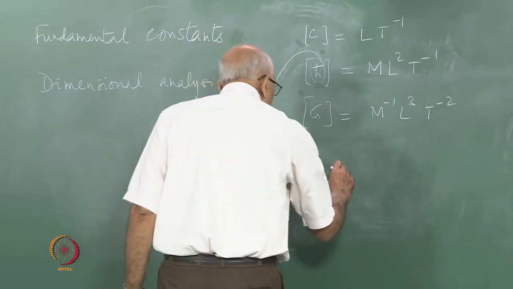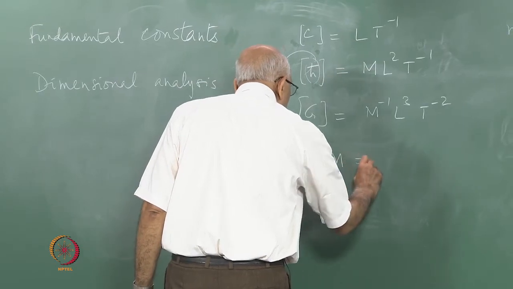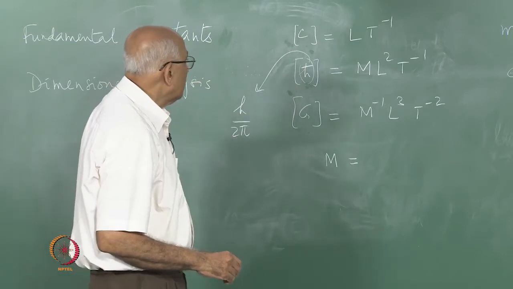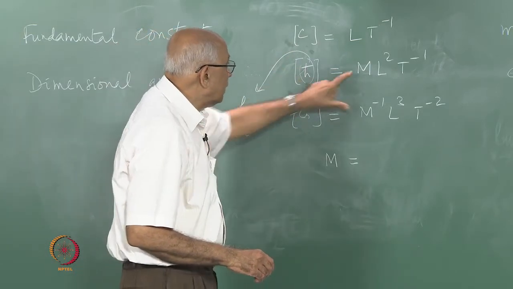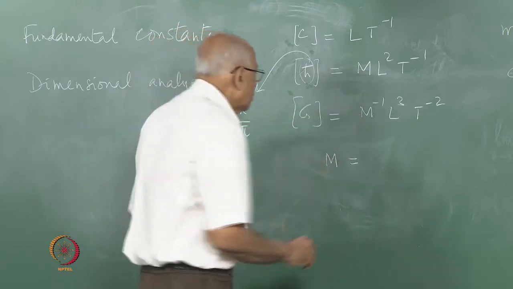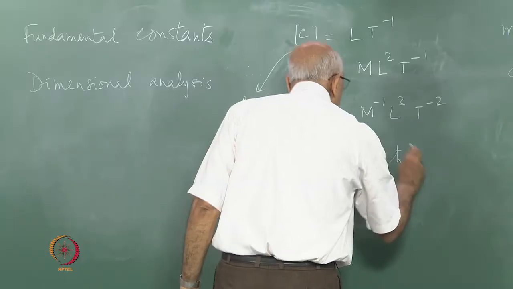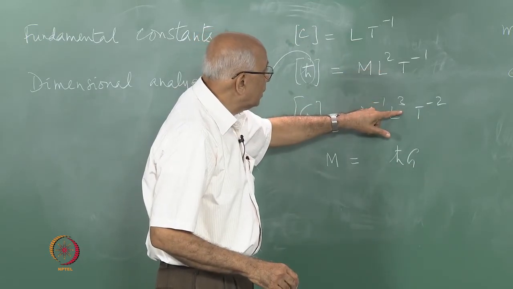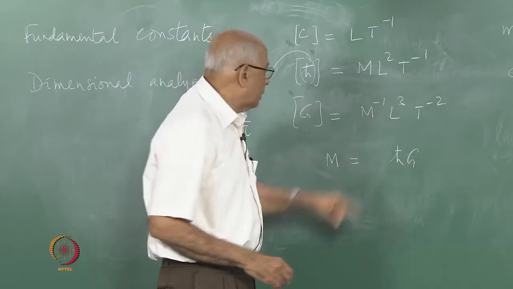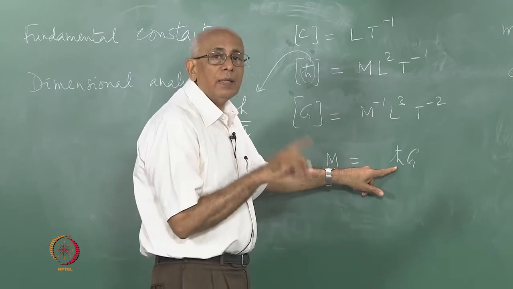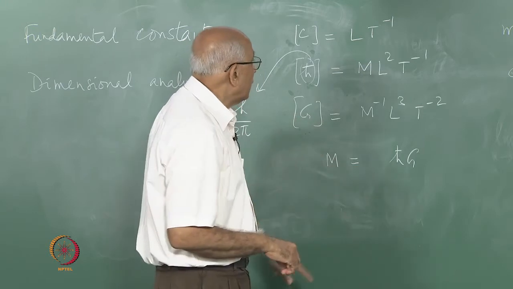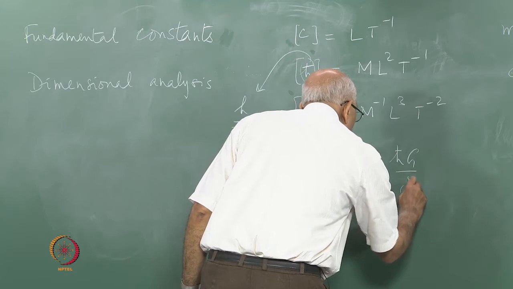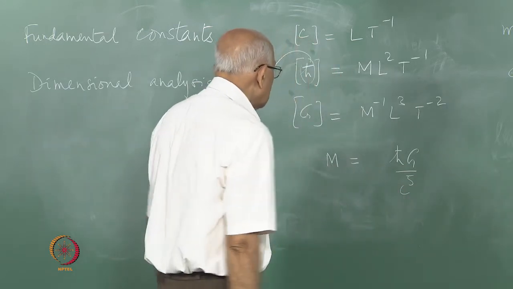So I would like to have a quantity of dimensions mass, and this must be equal to some combination of h cross, c and G. It is obvious that if you multiply h cross with G, the mass cancels out immediately. So you have L to the power 5 and T to the minus 3. This quantity has dimensions L to the 5, T to the minus 3, and we want to cancel out both of these. So what you do is, for instance, take c to the power 5 and look at what the dimensions of this quantity are.